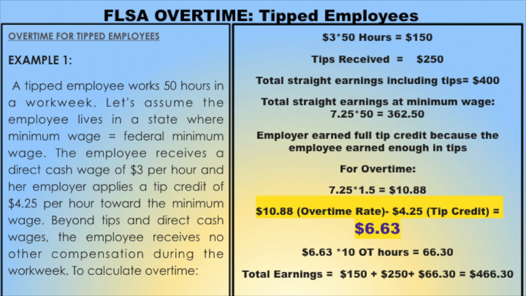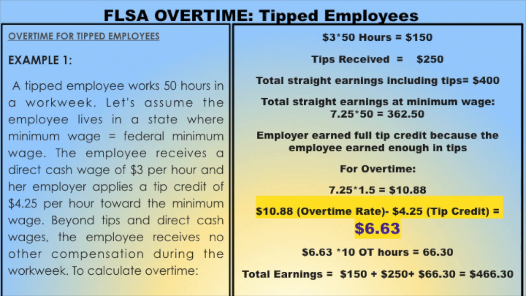In this example, a tipped employee works 50 hours in a work week. Let's assume that the employee lives in a state where the minimum wage is equal to the federal minimum wage. The employee receives direct cash of $3 an hour from the employer, and the employer applies a tip credit of $4.25 per hour towards the minimum wage. Beyond tips and direct cash wages, the employee receives no other compensation. So let's see the steps.